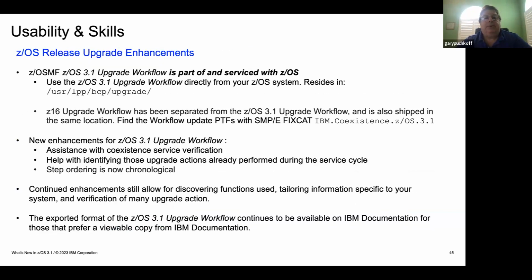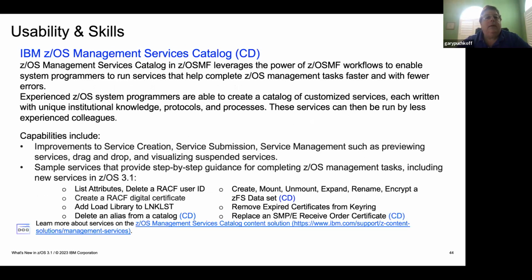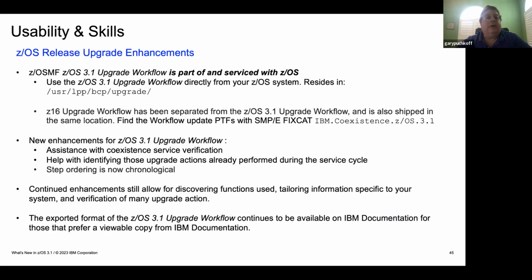Release to release upgrades is a big thing. We've included the upgrade workflow in z/OS 3.1. We separated the Z16 upgrade from the 3.1 upgrade workflow, and we ship those independently, but when they're updated, there's a fixed cat you can use to get that so that it's available to you. And we're continuing to make improvements to the upgrade process, making it more automated and more helpful. We'll continue to do that going forward.